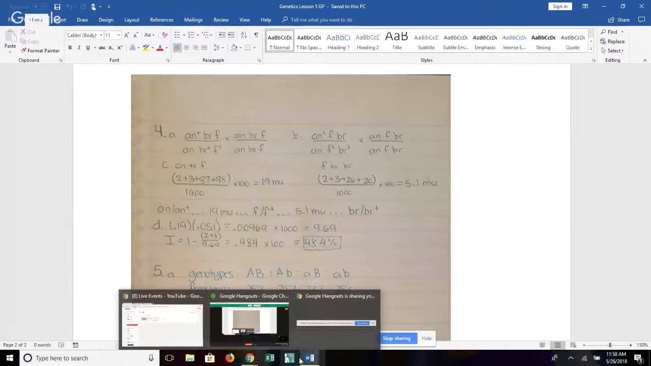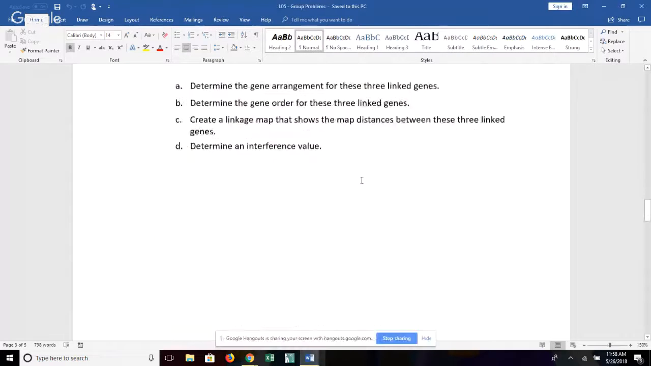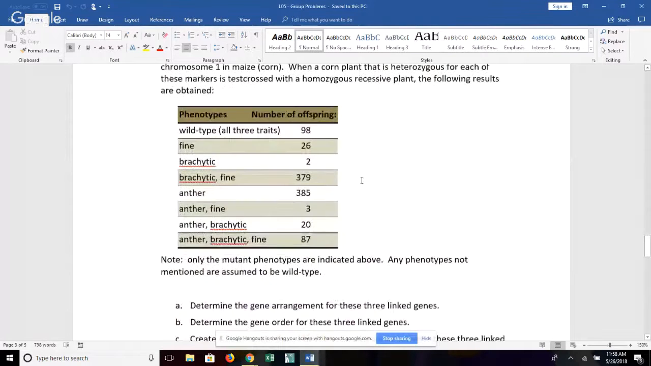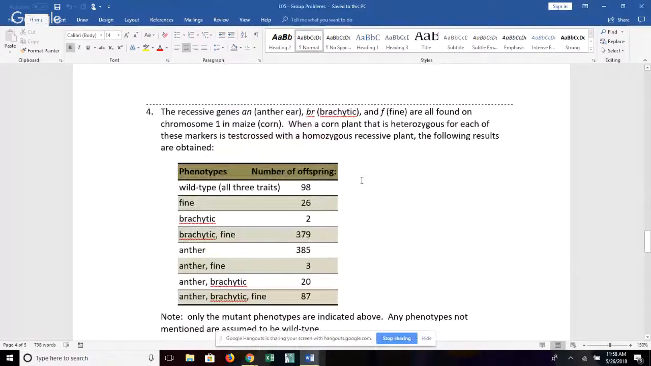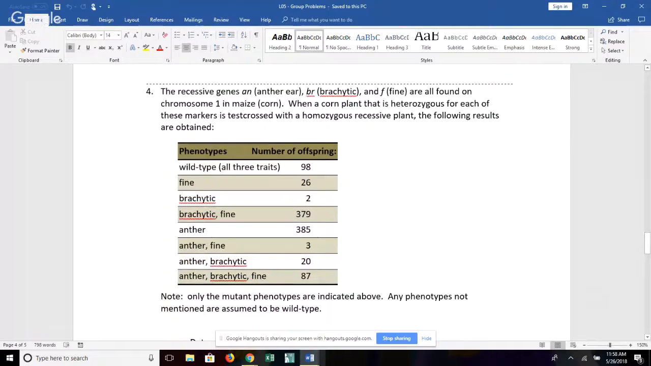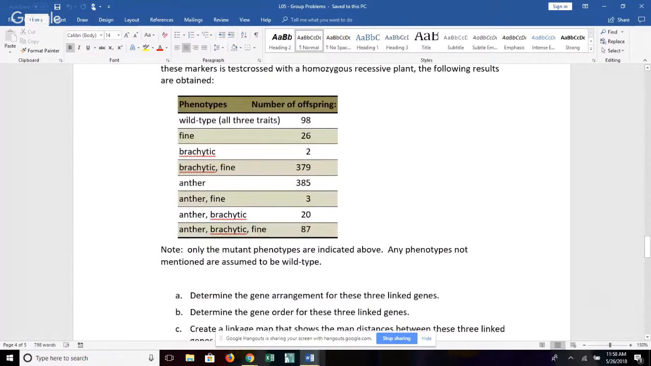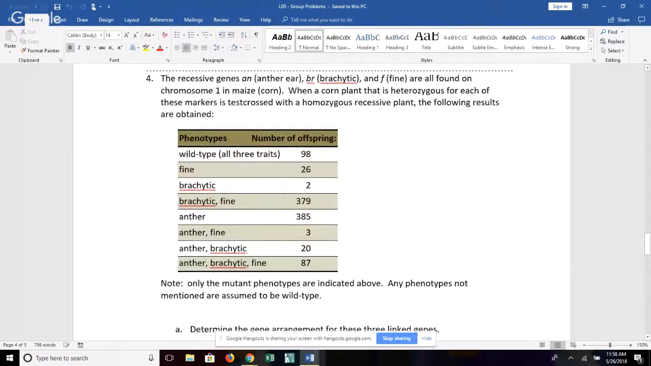For number 4, just like the other ones, this one is anther, brachytic, and fine, which are all found on chromosome 1 of maize corn. Those are all the recessive genes. And then it just wants us to figure out the arrangement of these 3 genes. So I looked at the 2 most numerous and found brachytic and fine. So that would go with the wild type for the anther.